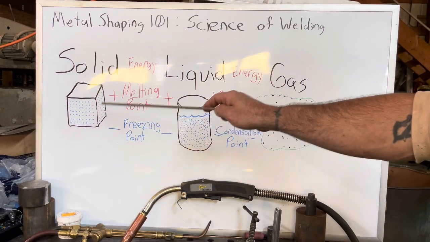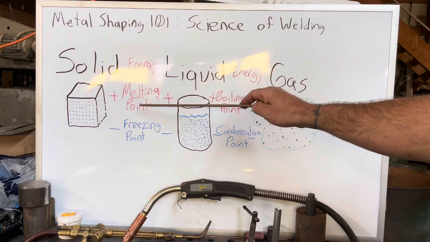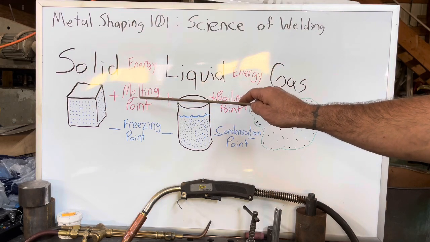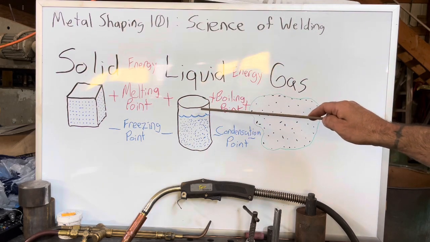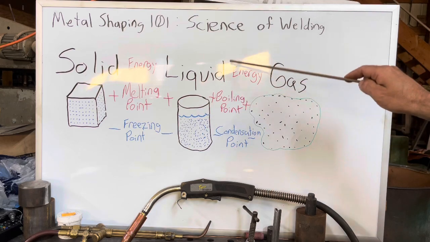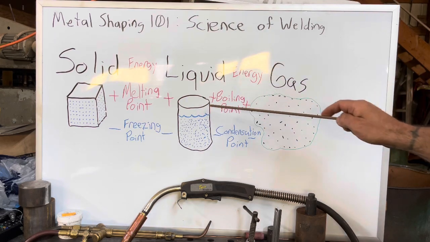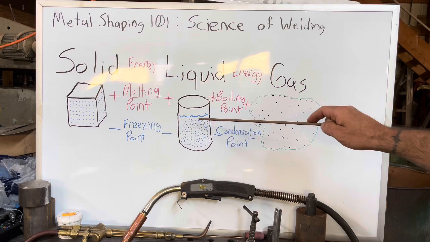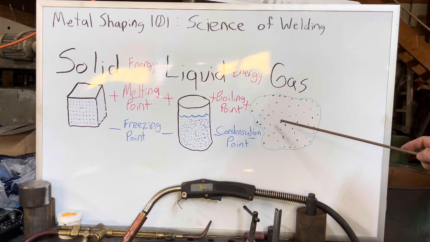So if we take our solid and we continue to add energy to it, we're going to get to this melting point. At that melting point, we go from being a solid to a liquid. We continue to add more energy in the form of heat. We're going to get to a point, the boiling point, where the liquid then becomes a gas.